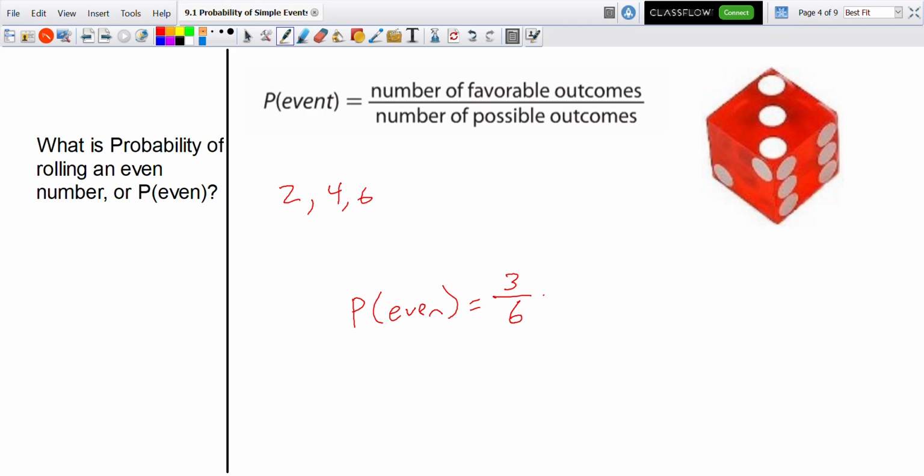Or if I reduce it, 1 out of 2, right? And if I divide 1 divided by 2 to find the decimal, I'll find that that probability is 0.5. Or if I move the decimal point 2 spots to the right, I'll find that it's a 50% chance of occurring, right? There are 3 evens and 3 odds. 50% chance to get an even.